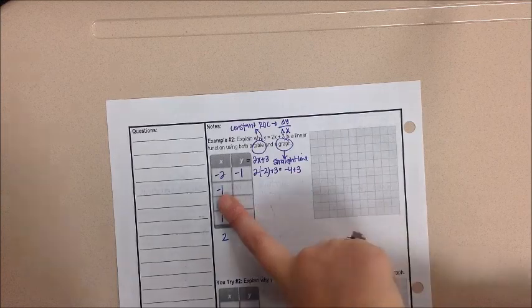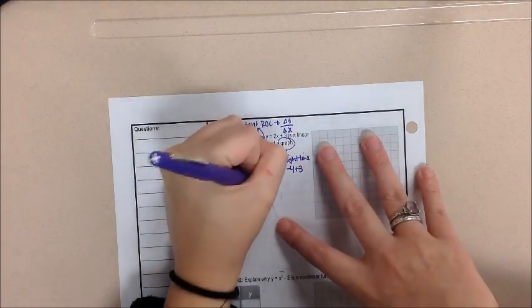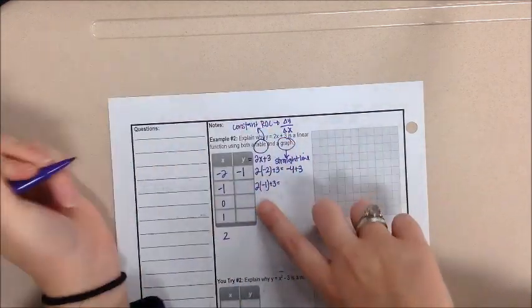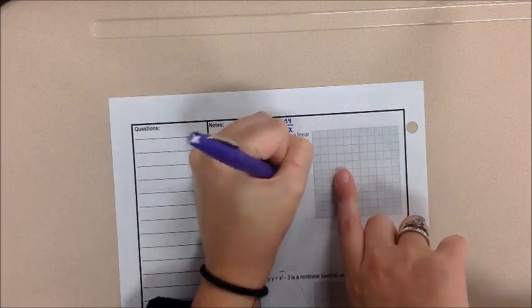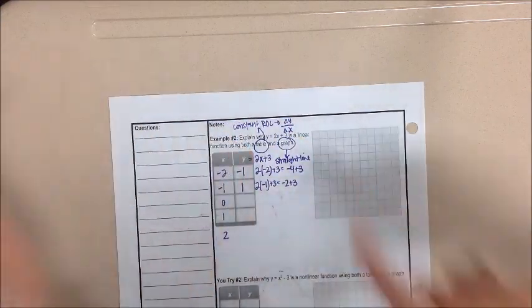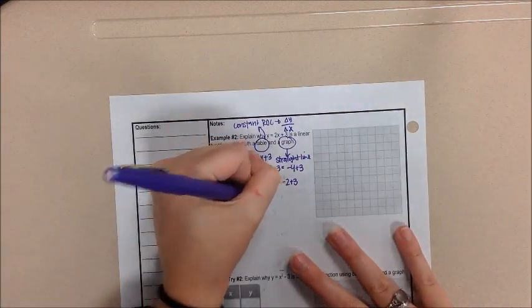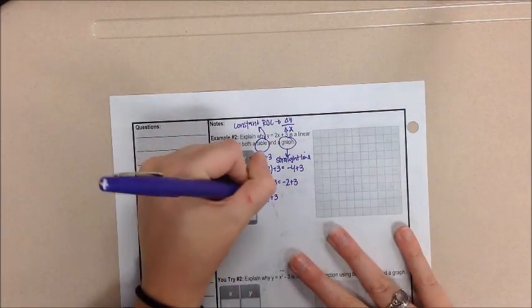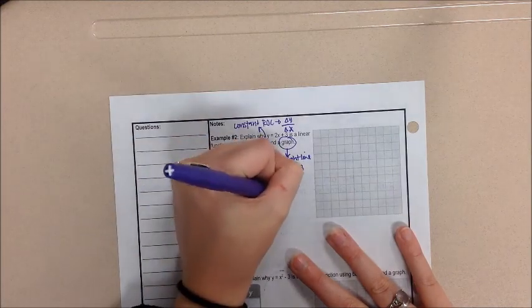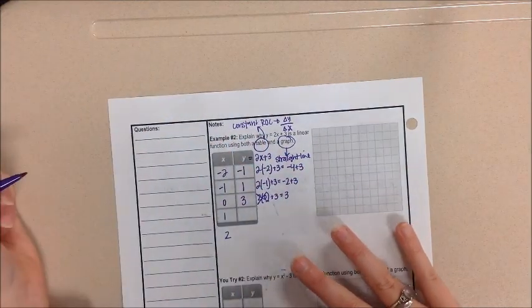Okay. And I'm going to do the same thing for negative 1. 2 times negative 1 plus 3. Well, 2 times negative 1 is negative 2. If I add 3 to that, I get 1. Okay. I'm going to plug in 0. 2 times 0 plus 3. Well, 2 times 0 is just 0. So I'm left with just 3.